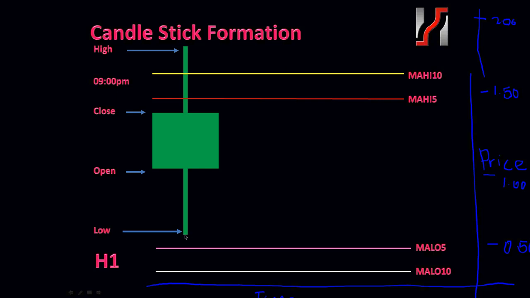Okay, so this is the candle low, which is the lowest price that the candle has traveled, and this is the candle high, which is the highest price this candle has traveled. And obviously from the candle open to the candle close is the candle body.